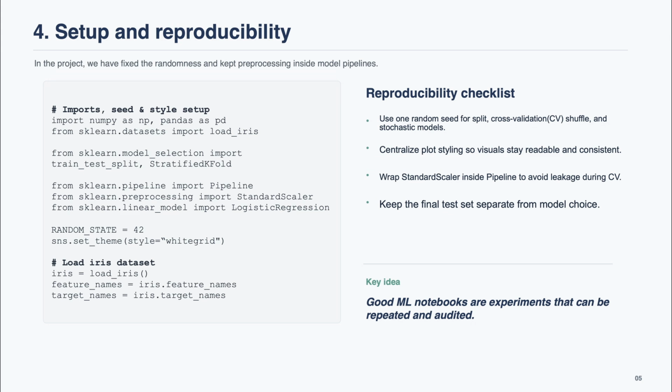A very important design decision is the use of scikit-learn pipelines. For example, when we apply standard scaling before logistic regression, the scaler is placed inside the pipeline. This prevents data leakage. During cross-validation, the scaler is fitted only on the training fold and then applied to the validation fold. The main idea is that good machine learning notebooks should be repeatable, auditable, and safe from accidental leakage.